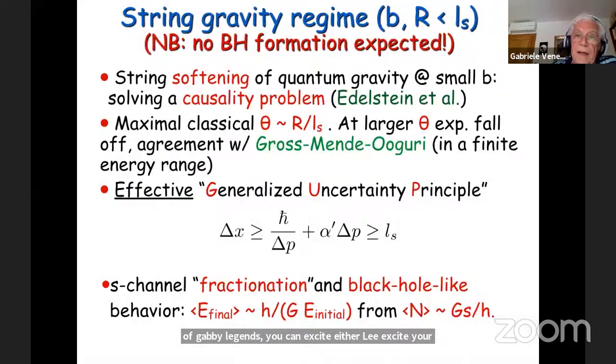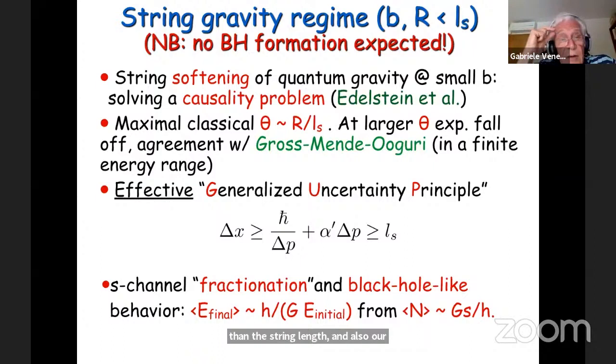Now, what about the actual string gravity regime in which your impact parameter is smaller than the string length, and also R is smaller than the string length? So the main thing we found was that the string is softening quantum gravity at small b. This is what I mentioned already. And this helps very much, and actually completely, in solving the causality problem, which was pointed out a few years ago by Edelstein et al.